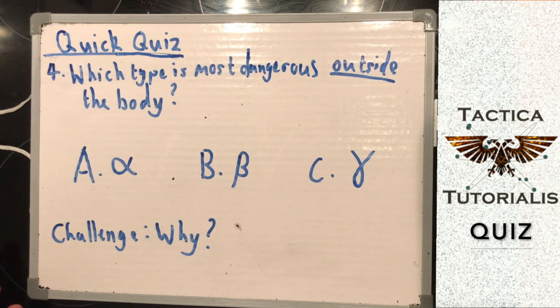Okay, question 4. This one's going to take a little bit longer and might require a bit more deductive reasoning. Which type of radiation is most dangerous to us when it is outside the body? Which type is most dangerous to us outside the body? Take your time, 2 minutes, work it through.